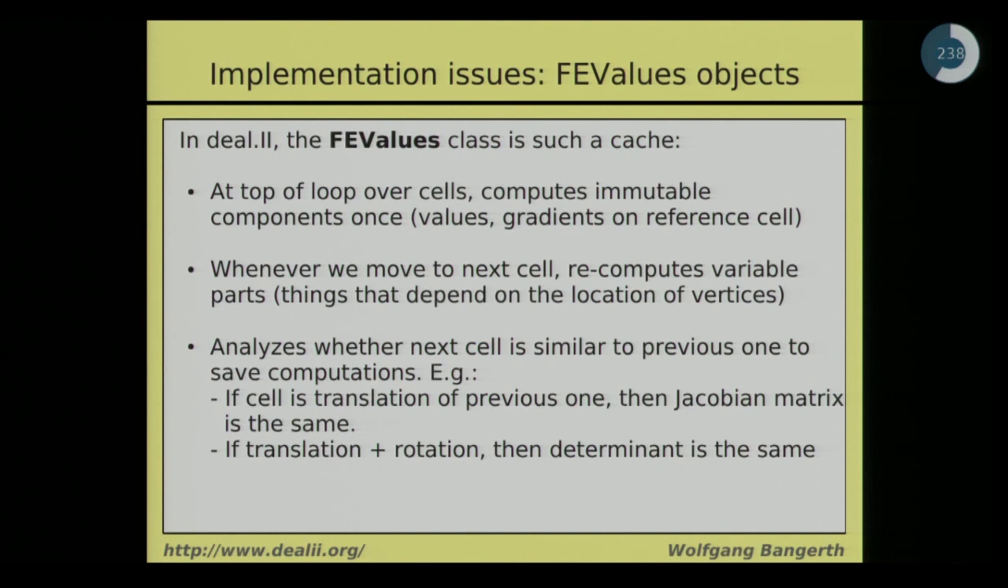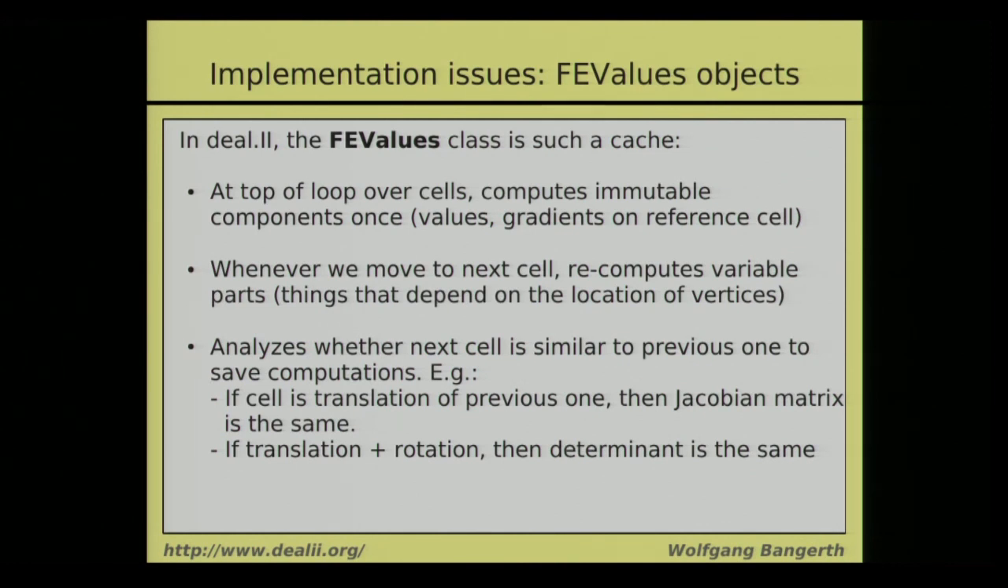So FEValues does these sort of things. It computes once things that are immutable. Whenever we move to the next cell, it recomputes the variable parts. And then it analyzes whether this cell is, for example, a translation or a translation and a rotation. And in these cases, it doesn't recompute the Jacobian or the determinant because they are the same. So all of these sort of things happen inside FEValues without user intervention. These are things that you don't have to worry about in your user code.